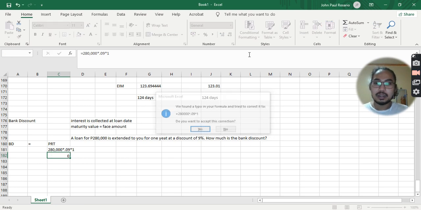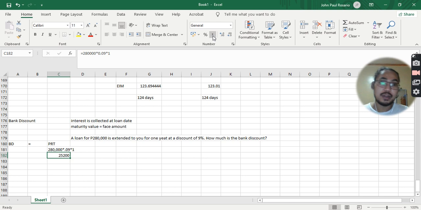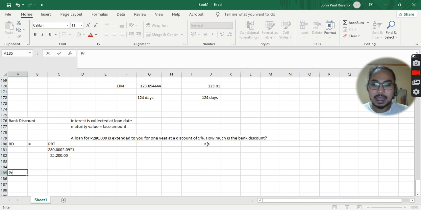So it's still 25,200. The difference between bank discount and simple interest is that instead of computing for the maturity value, you already know the maturity value, you know how much you will pay at the end. What has now become unknown is how much you will receive on the loan date. Because the interest is deducted from your loan already. So, your proceeds now is equal to the maturity value or the face amount minus your bank discount.